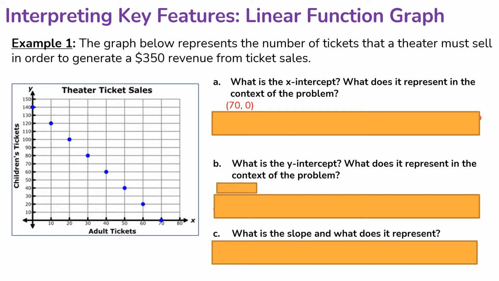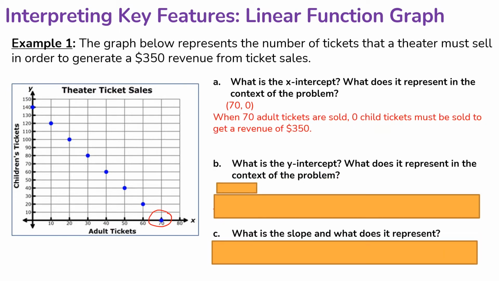It says, what is the x-intercept? And that is 70, and that is right here. So where the graph crosses the x-axis, your y value has to be 0. And what does it represent in the context of this problem? When 70 adult tickets are sold, because that is our x value here, 0 tickets must be sold to get a revenue of $350. Let's look at B.